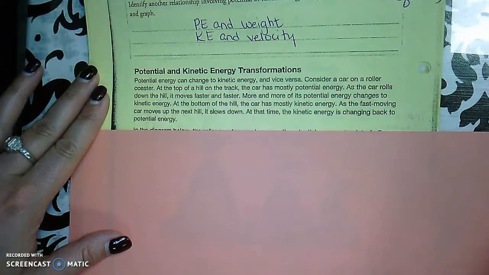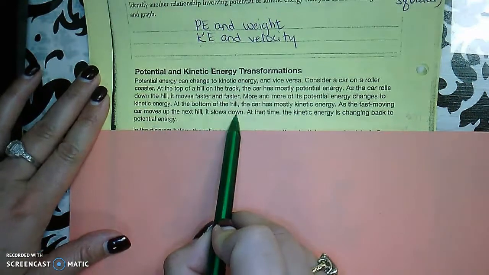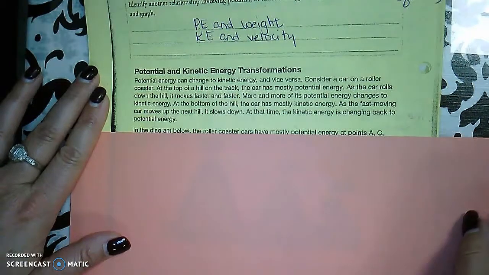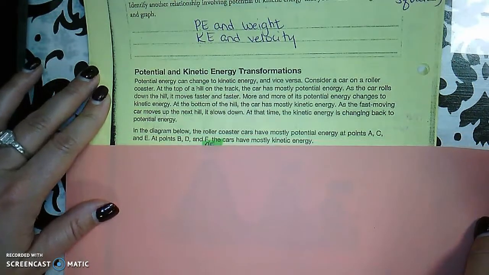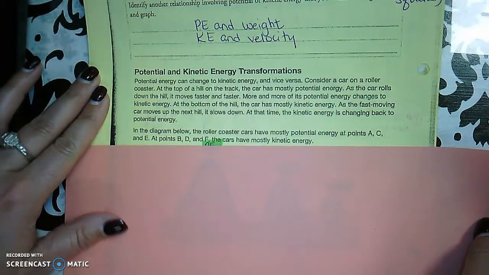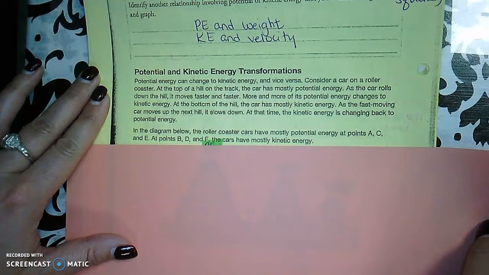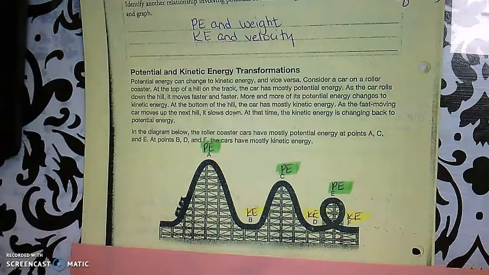As the fast-moving car moves up the next hill, it slows down. At that time, the kinetic energy is changing back to potential energy. In the diagram below, the roller coaster cars have mostly potential energy at points A, C, and E. At points B, D, and F, the cars have mostly kinetic energy. So we would want to go ahead and label this picture with that information. And then make sure that you use your highlighters as well.